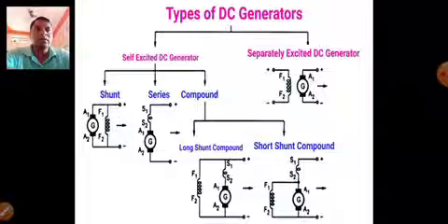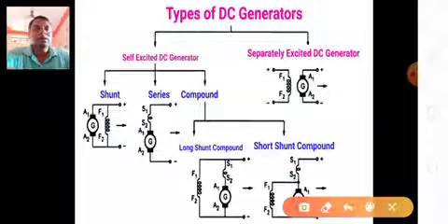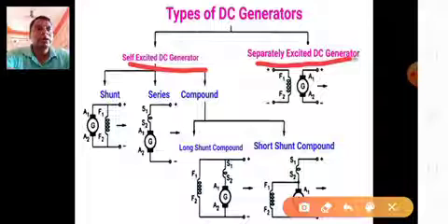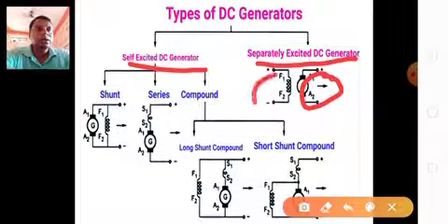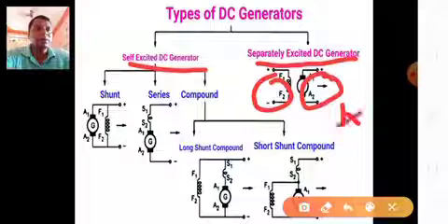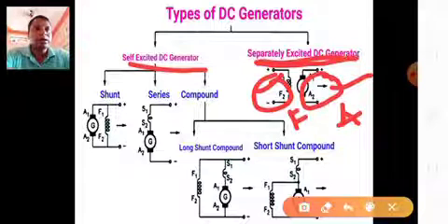Here is the complete picture of these types of generators: self-excited DC generator and separately excited DC generator. Separately excited DC generator means here is the armature, here is the field. Both are separate from each other. Here is the armature winding, here is the field winding. Both are separate, so that is why it is called a separately excited DC generator.